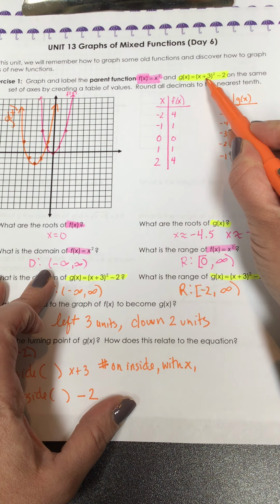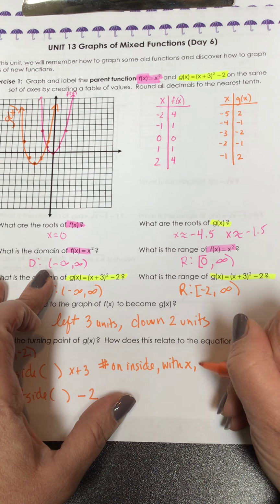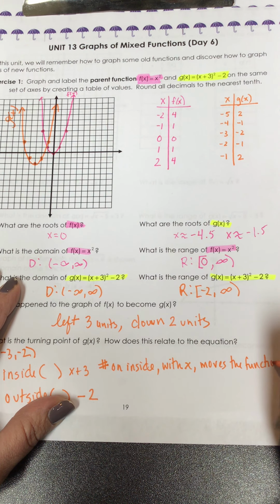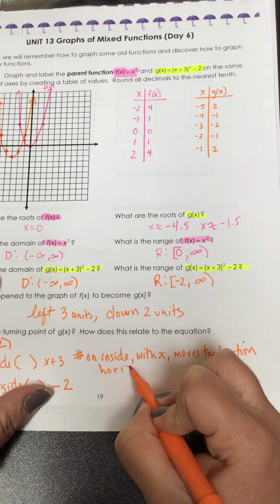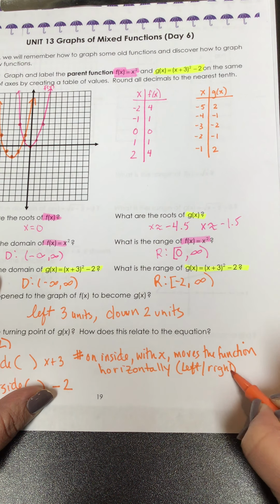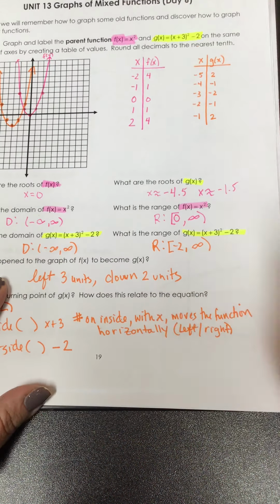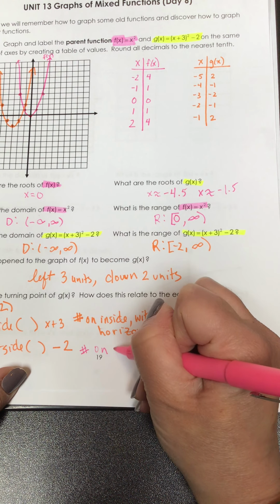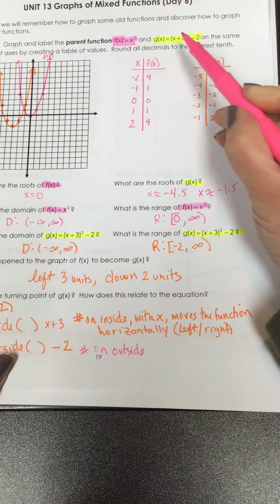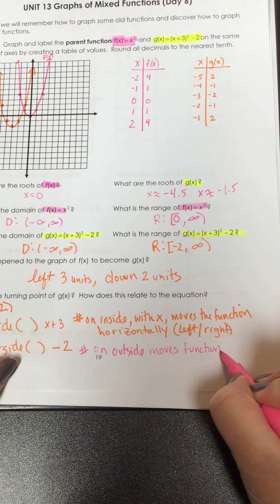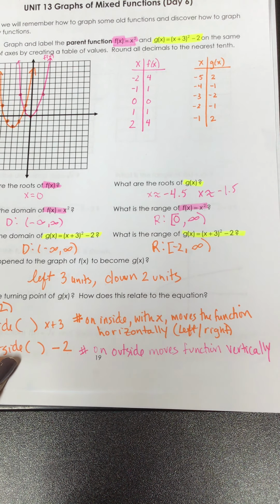It's x plus 3 on the inside, and then it's squared. So the number on the inside with the x moves the function horizontally, so left or right. Let me change colors just so this is a clear second piece of information. Number on the outside: now I'm talking not with the x, like the 3 was with the x. Now I'm talking about the number after the parentheses, after the squared, this number that's just added or subtracted on the end. That number moves the function vertically. So now we're talking up or down.